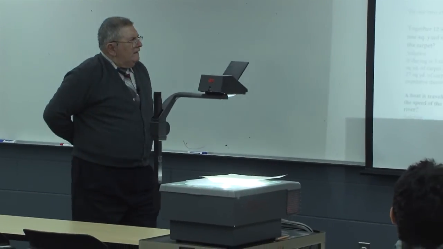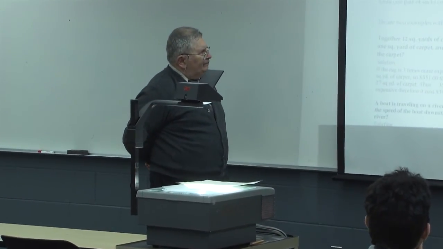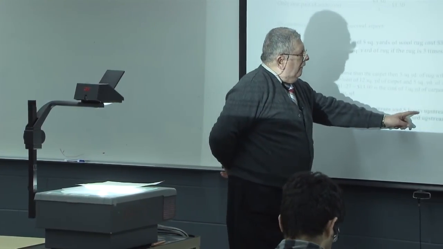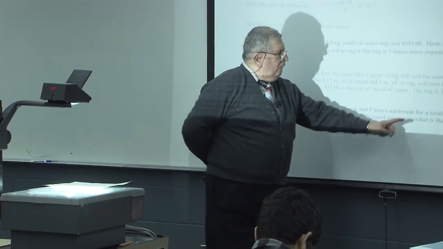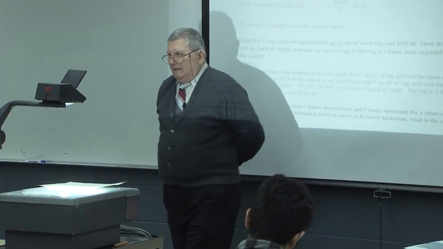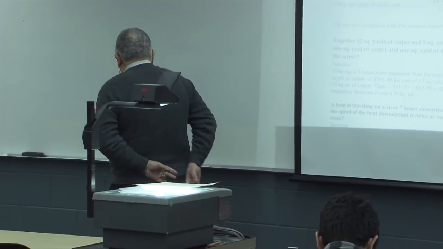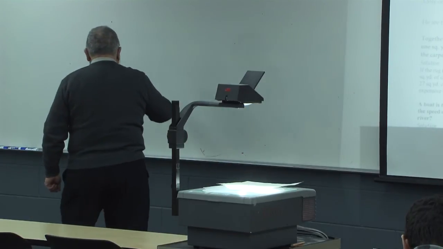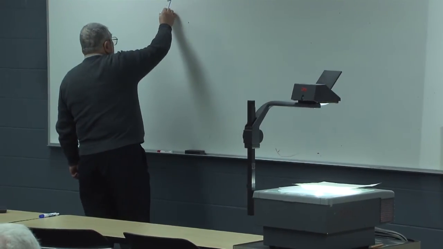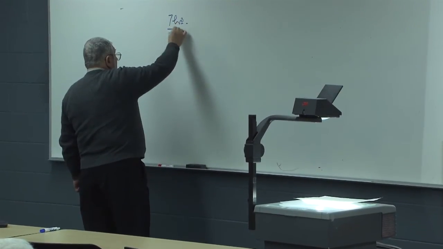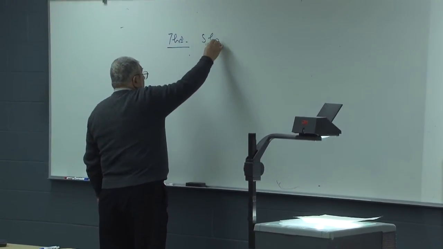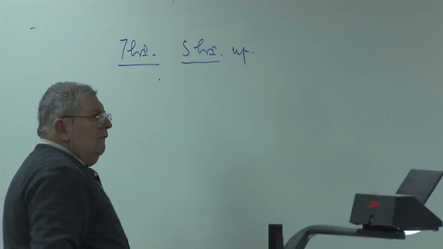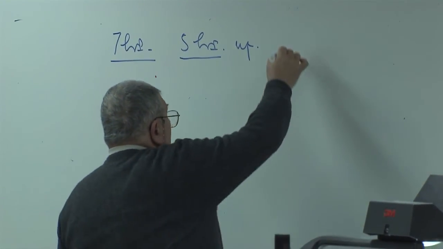A boat is traveling on a river 7 hours downstream, 5 hours upstream, for a total of 76 kilometers. So 7 hours downstream, and 5 hours upstream for 76 kilometers.